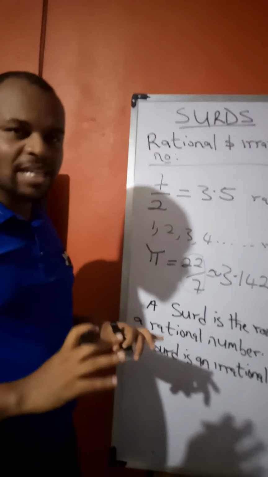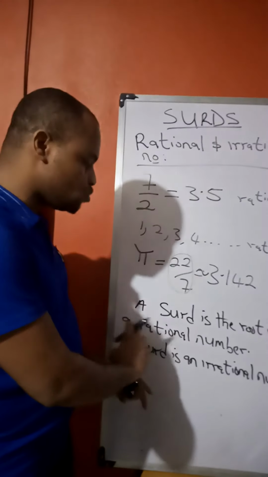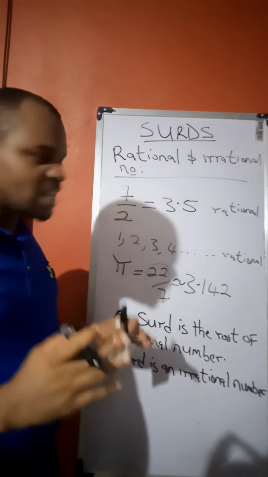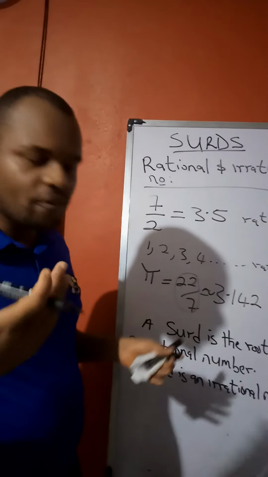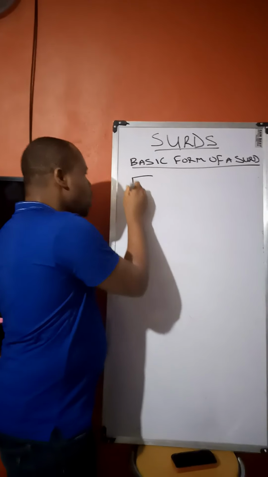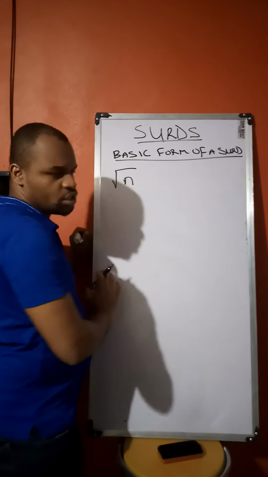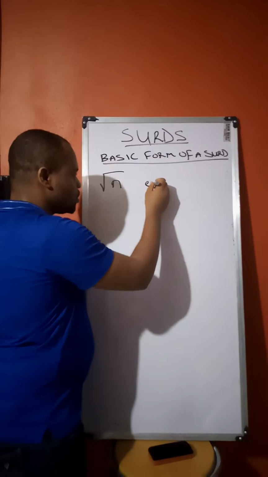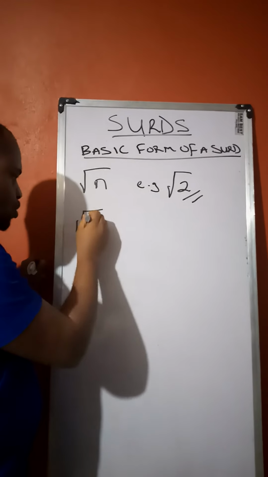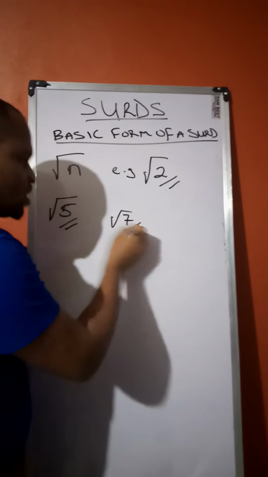So our purpose for this class, I told you that in my channel, I make mathematics easy. So the purpose in this class is to see how to reduce a surd to the lowest form. That is its basic form. Now, what is the basic form of a surd? A surd is the root of a rational number. For example, if the rational number is n, this is a surd. Another example, we can have root 2. This is a surd. We can have root 5. It is a surd. We can have root 7. This is also a surd.